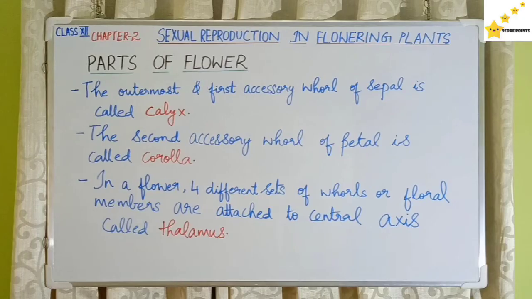Parts of flower. The outermost and the first accessory whorl of sepal is called calyx. The second accessory whorl of petal is called corolla. In a flower, 4 different sets of whorls of floral members are attached to the central axis called thalamus. You have seen all of the above.